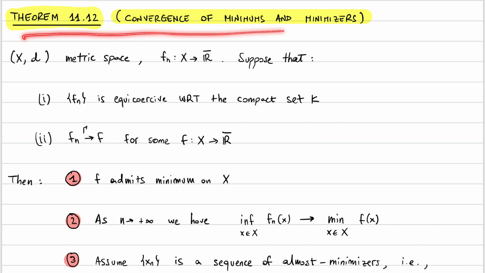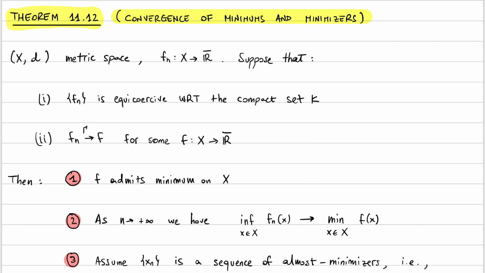Okay, so now we're ready to state and prove the main theorem of this lesson, and probably the fundamental theorem of gamma convergence. So let (X,d) be a metric space and F_n be a sequence of functionals. And we make only two assumptions. So first, we suppose that the sequence F_n is equicoercive with respect to some compact set K. And two, we suppose that F_n gamma converges to some gamma limit F.